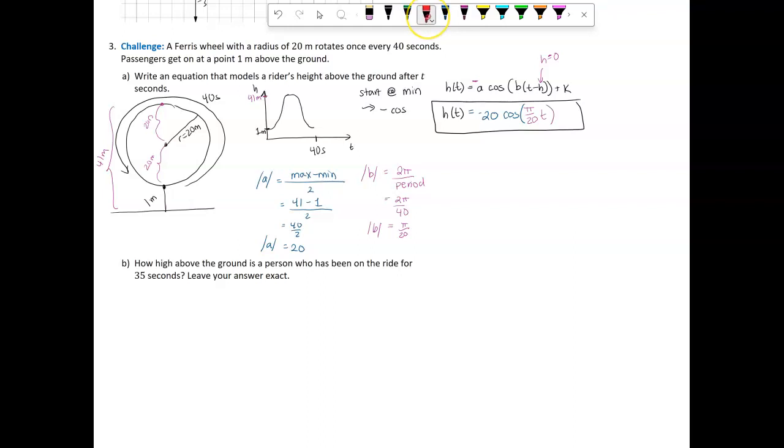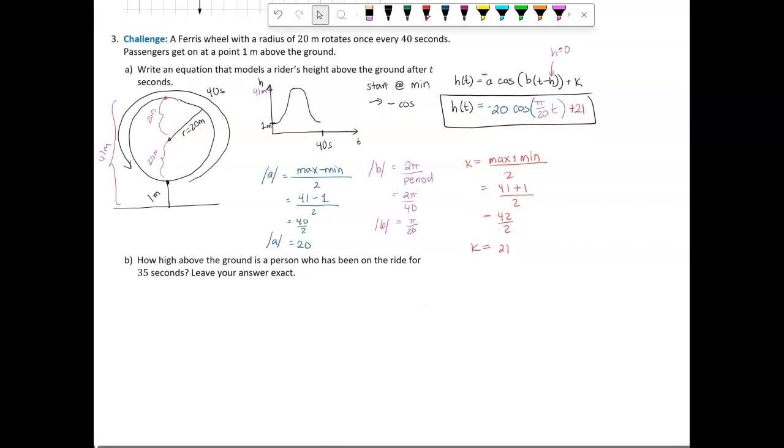And the last feature we have to calculate is our midline, which is our max plus min, divided by 2, which is 41 plus 1 over 2, which is 42 divided by 2. So our k value is 21. I can write that into the equation and put 21. And so there we have it. Our equation of our rider's height above the ground after t seconds is h at t equals negative 20 cos of pi over 20t plus 21.